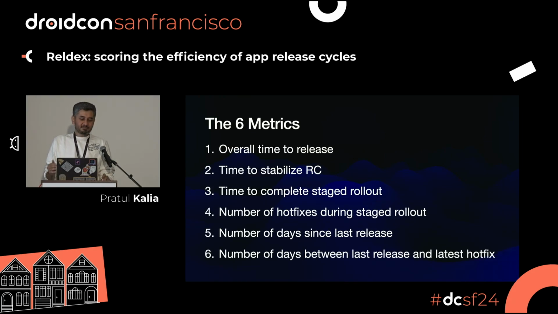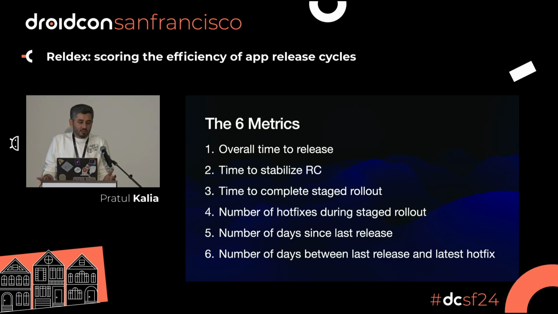The 6 metrics that make up Reldex are these: overall time to release, time to stabilize RC, time to complete stage rollout, number of hotfixes during stage rollout, number of days since last release, and number of days between the last release and latest hotfix. Again, you'll notice that these are really app-specific because Reldex really pertains to the app delivery process.